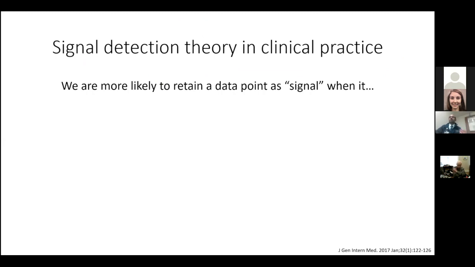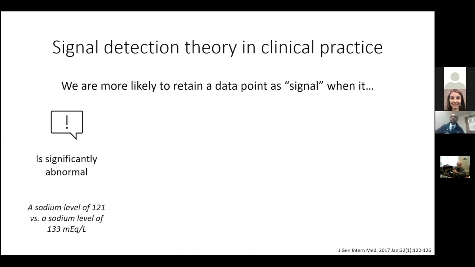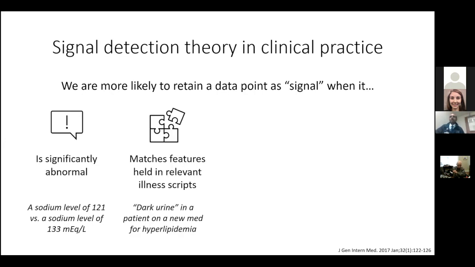So what are some factors that influence when we retain data as signal? And this is taken directly from the citation that I've shown on the slide here. So obviously the intensity of the signal. So how abnormal is the signal? That comes directly from signal detection theory. But then the psychological state of the operator. So does the data point match an illness script that I have in my mind, right? So plenty of patients complain to us about dark urine, and quite often we ignore it, right?